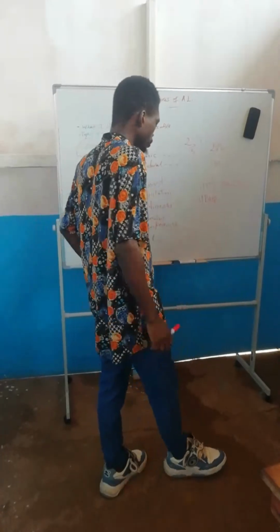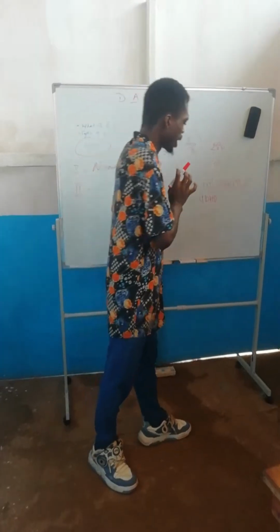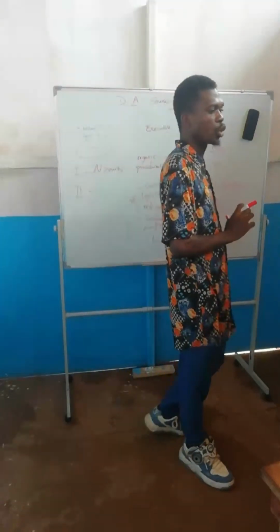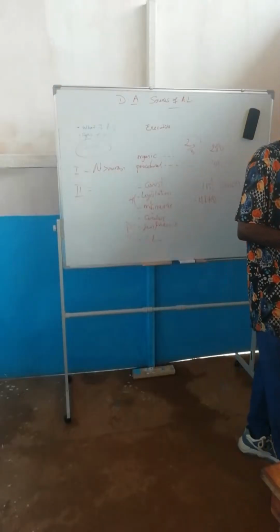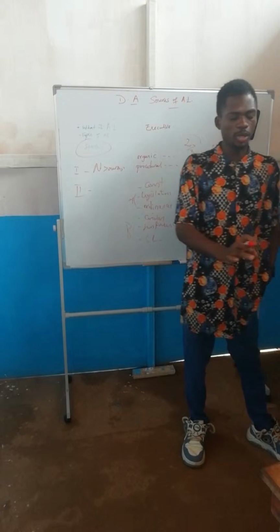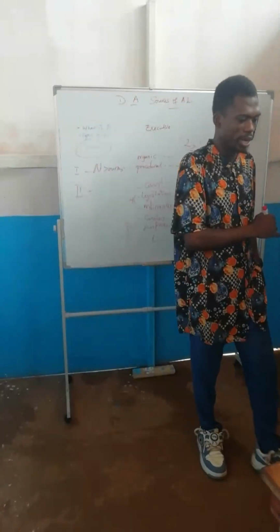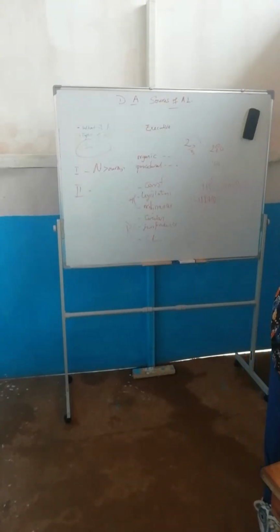Back here, international sources of administrative law. We have international treaties, all international treaties. There's a treaty that was signed between Cameroon and Nigeria. The treaty was signed particularly in Nigeria.